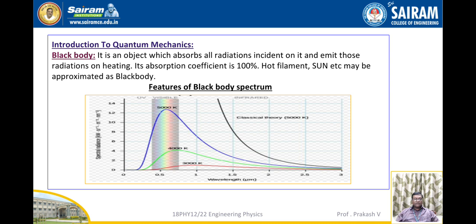It is observed that the wavelength for which the intensity is maximum is considered as lambda max. The value of lambda max decreases as the temperature increases. That means it is shifting towards the lower wavelength side. So that is the information that you get from this graph.